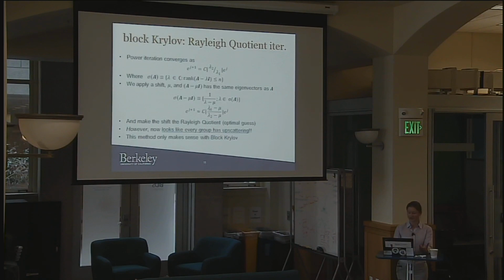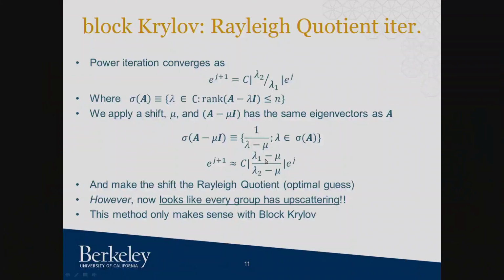Here, our error now decreases as the dominant eigenvalue minus the shift over the second eigenvalue minus the shift. And as the shift becomes closer and closer to the dominant eigenvalue, our error rate improves dramatically. Rayleigh quotient iteration is when you choose the Rayleigh quotient as your shift, and the Rayleigh quotient is an optimal guess in a least squares sense.